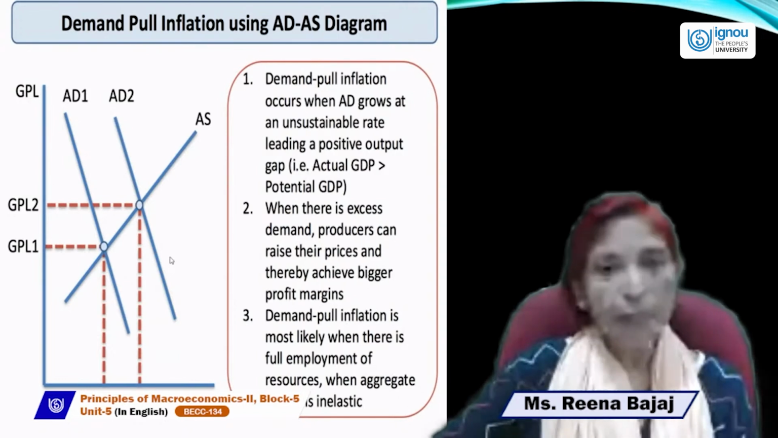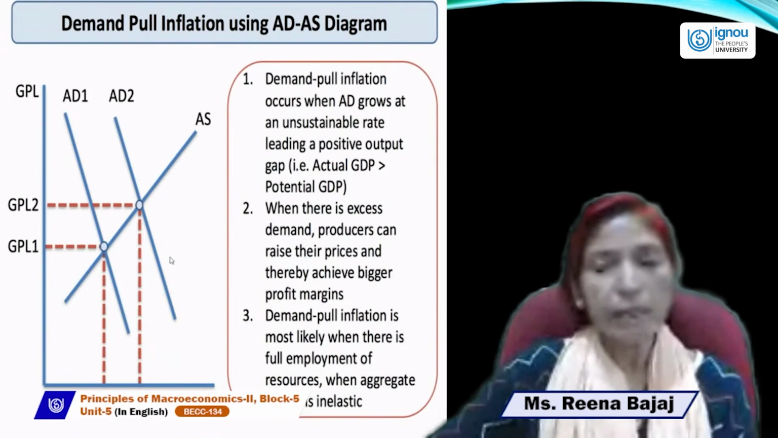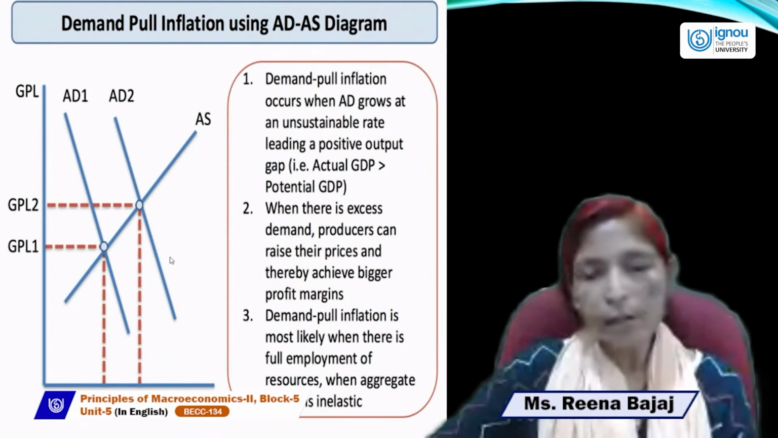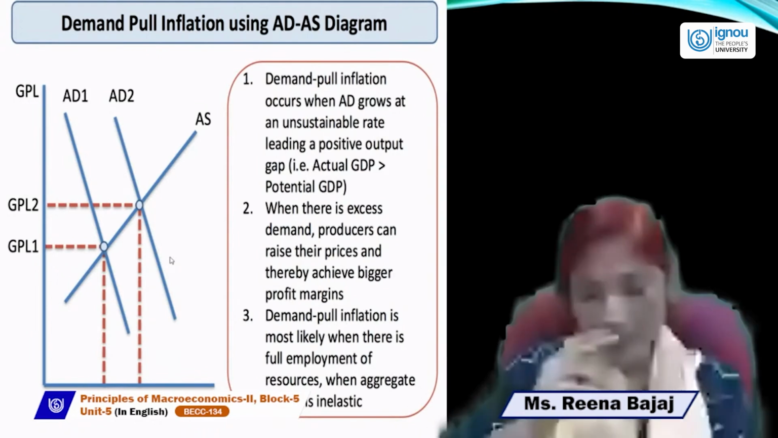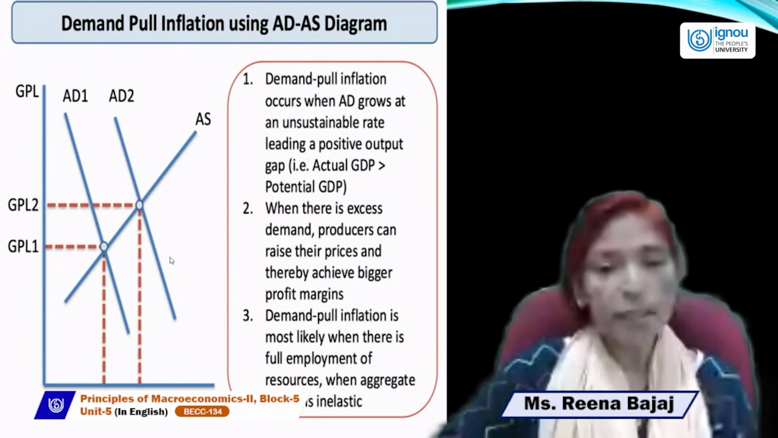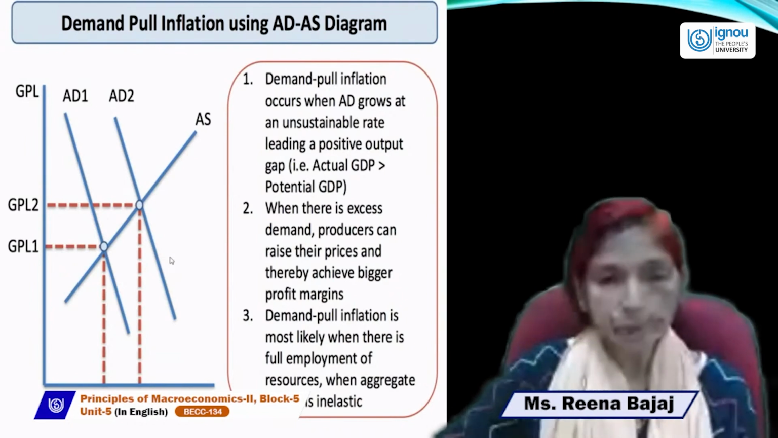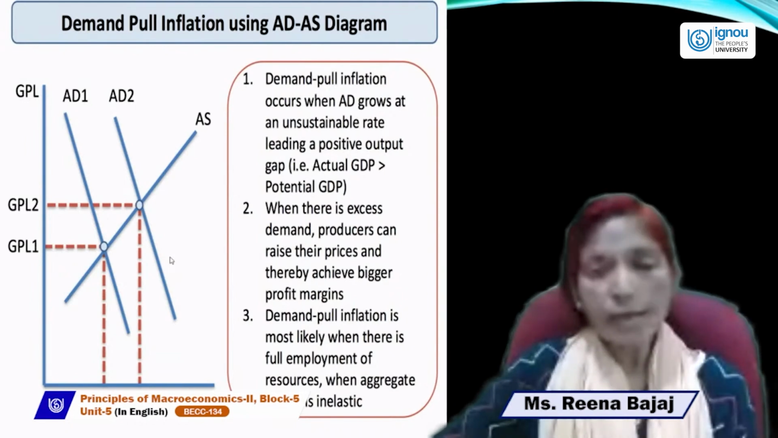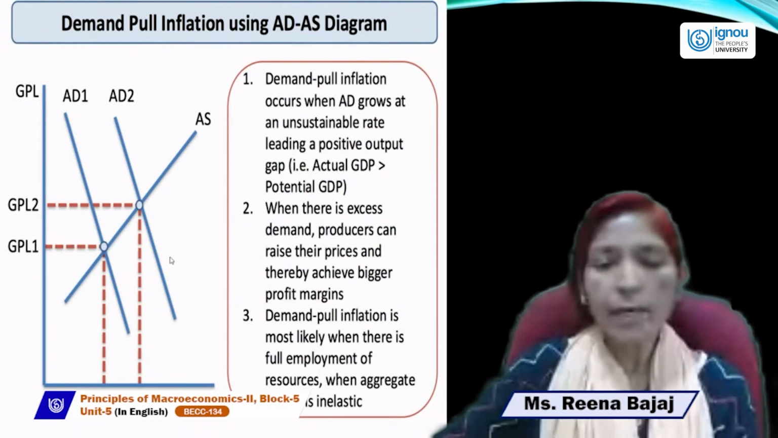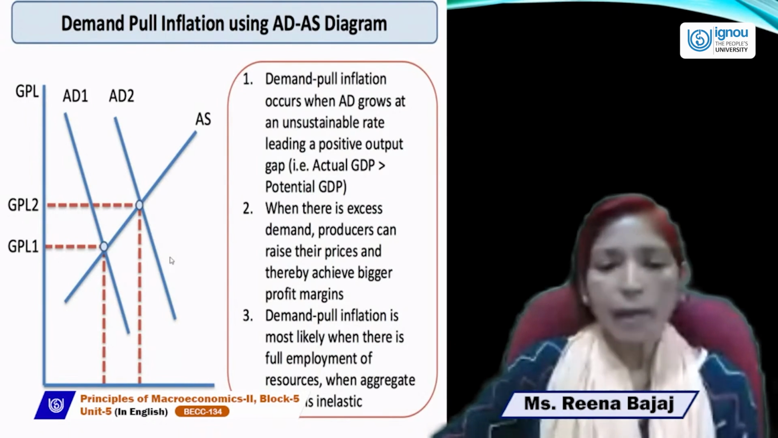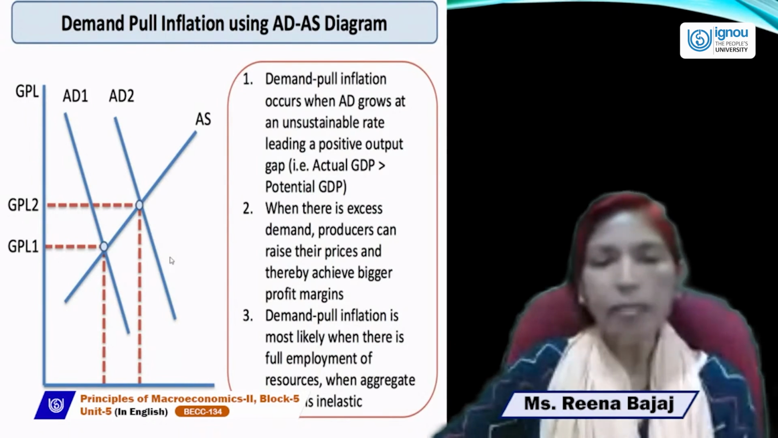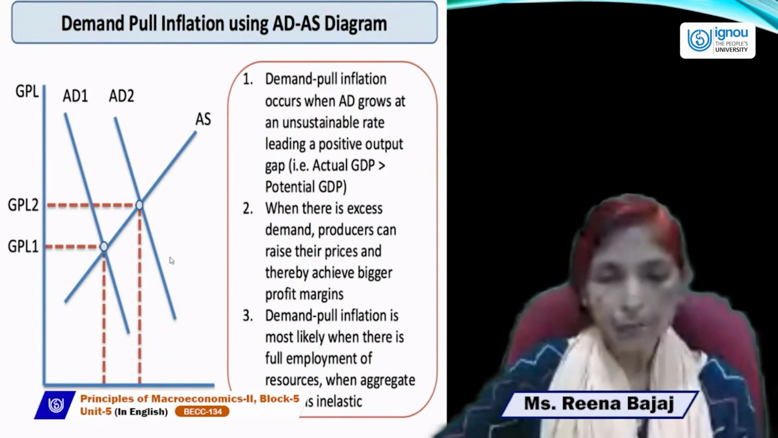If actual GDP is greater than potential GDP and a gap between actual and potential GDP occurs, it is called an inflationary gap. This inflation occurs only due to increasing aggregate demand. When there is excess demand, producers can raise their prices and thereby achieve bigger profit margins.